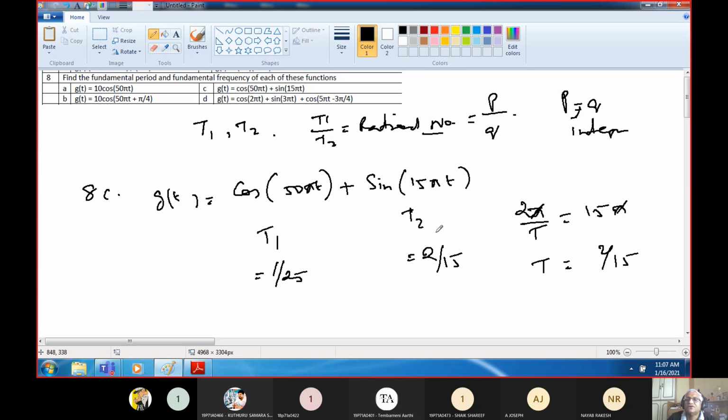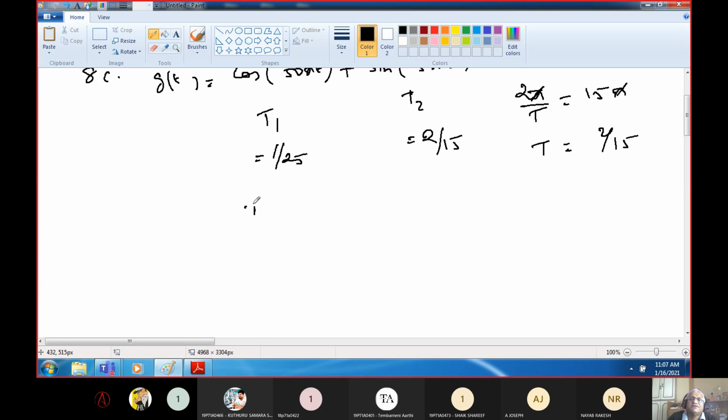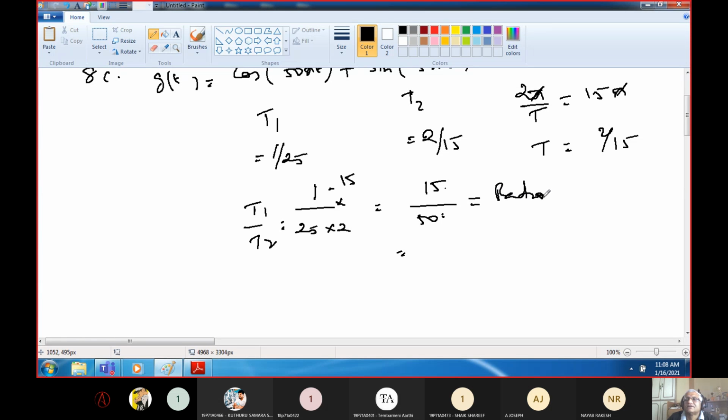So you know T1, you know T2. So what is T1 by T2? T1 by T2 is 1 by 25 divided by 2 by 15. So 2 comes here, 15 comes at the top. So what will this become? This will become 15 by 50. What is this? This is a rational number. If you want, you can write it as 3 by 10 also. Okay, 3 by 10 is a rational number.